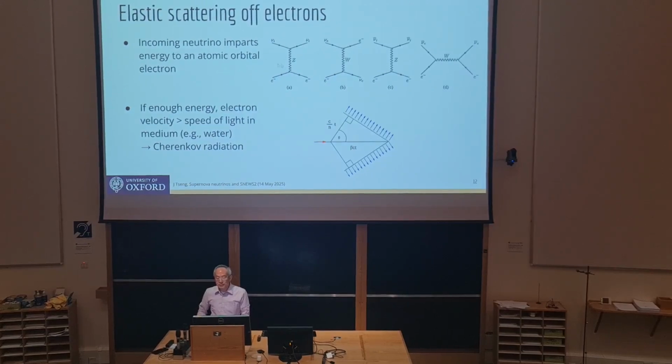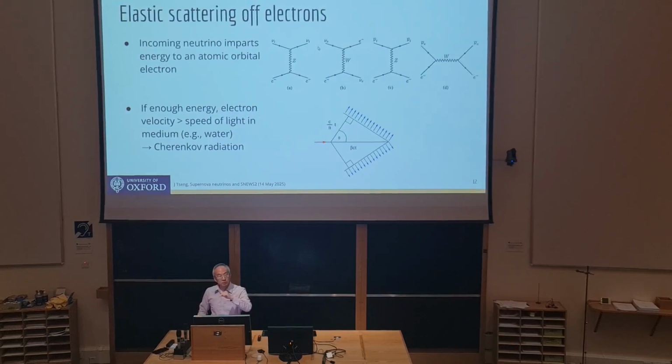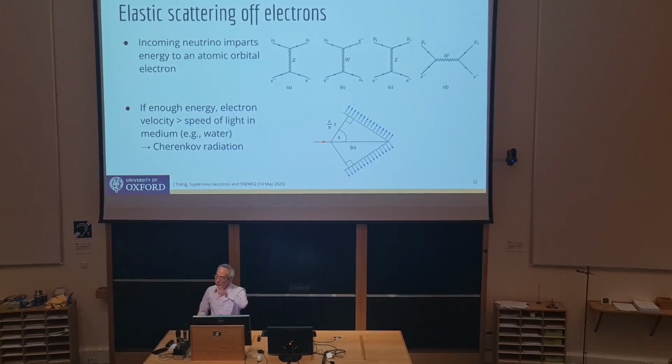For exchange with W's, actually, let me do this in the right order. With the W's, this actually has to be an electron neutrino. For Z boson exchange, or what we call neutral current interactions, the flavor of the neutrino can be any flavor. So electron, muon, tau neutrino, et cetera, and it doesn't actually matter.